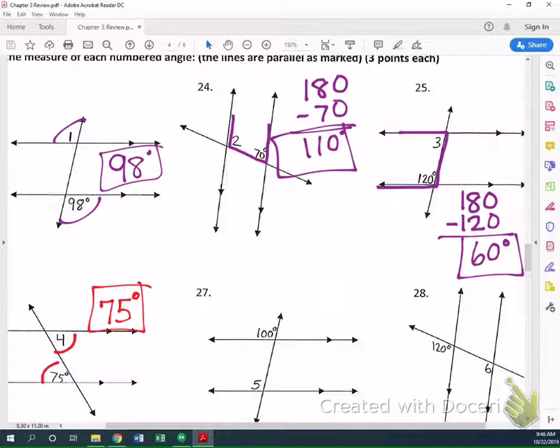Number 27. Same side. These are what? Interior. They're on the same side. Exterior. They're on the same side. One's interior, one's exterior. So it's not going to be either of those. Corresponding. These are corresponding. What do I know about corresponding angles? They're congruent. Good. So what's the measure of angle 5? 100 degrees.